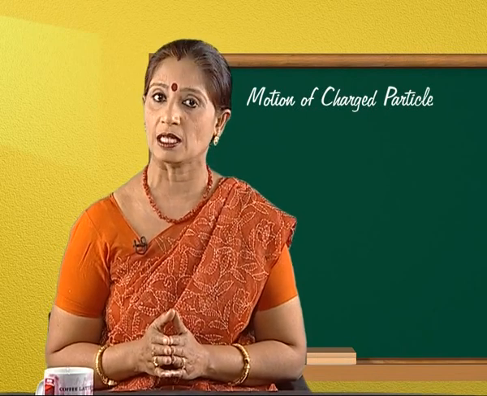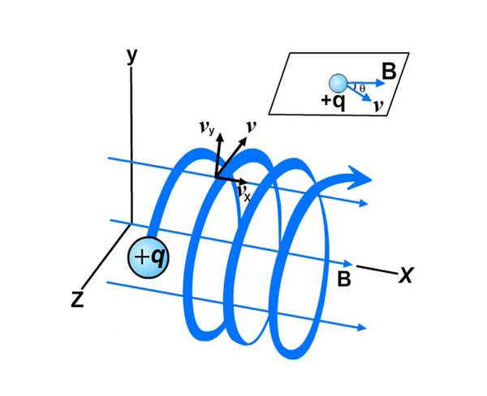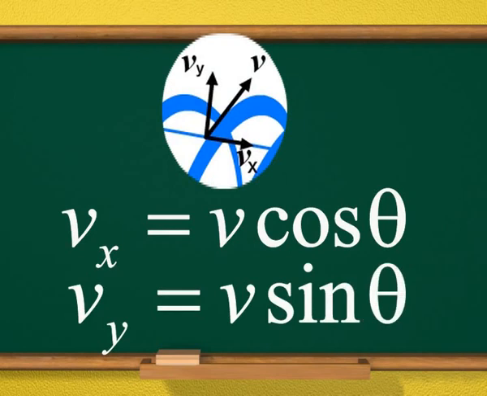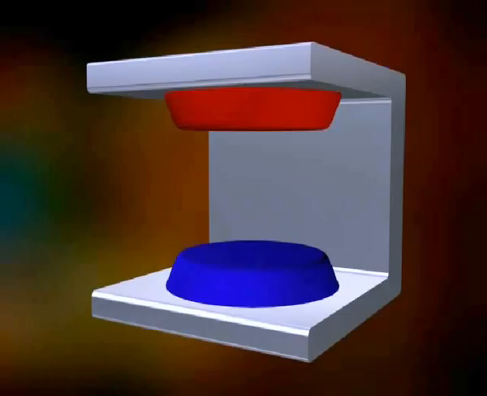We can extend the analysis for the motion of charged particles in a uniform magnetic field. Suppose a particle of mass m and charge q enters a uniform magnetic field B with velocity v making an angle theta with the direction of magnetic field. If we resolve v into two rectangular components, vx acting in the direction of the magnetic field, which is equal to v cos theta, and vy acting perpendicular to the magnetic field, which is equal to v sin theta.